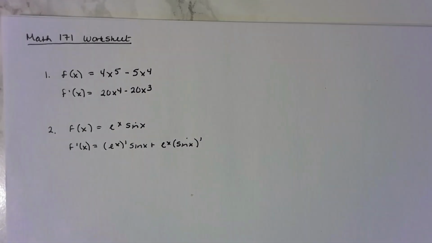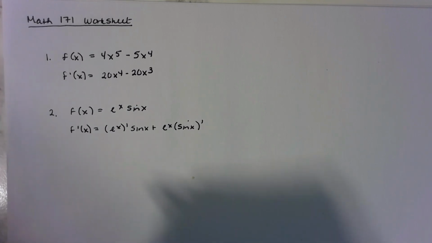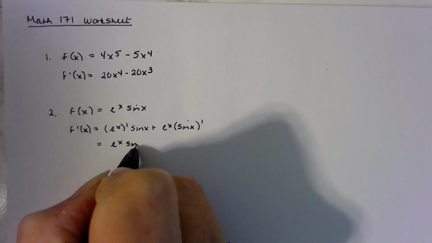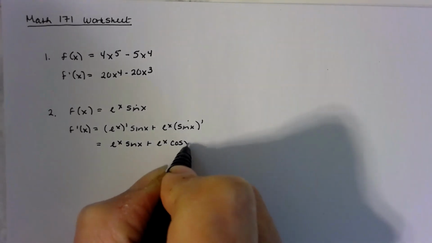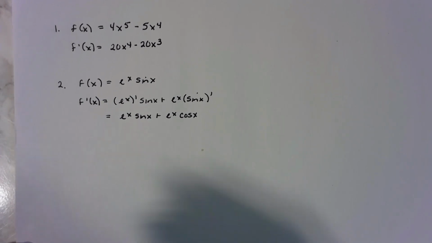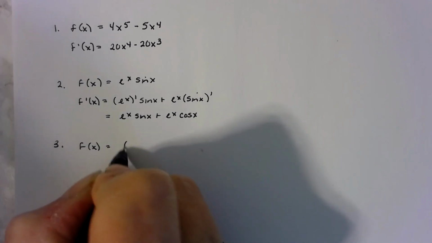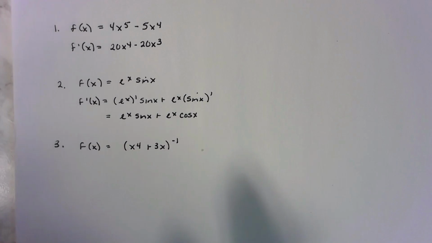Right? So again, I haven't taken a derivative yet. I've just written out the rule, and now I know where to take my derivatives, and I'm going to do that. So this is equal to the derivative of e to the x, which is e to the x, times the sine of x, plus e to the x times the derivative of the sine, which is the cosine of x. Finished. Number 3, we've got f of x equals x to the 4th plus 3x, all to the negative 1.